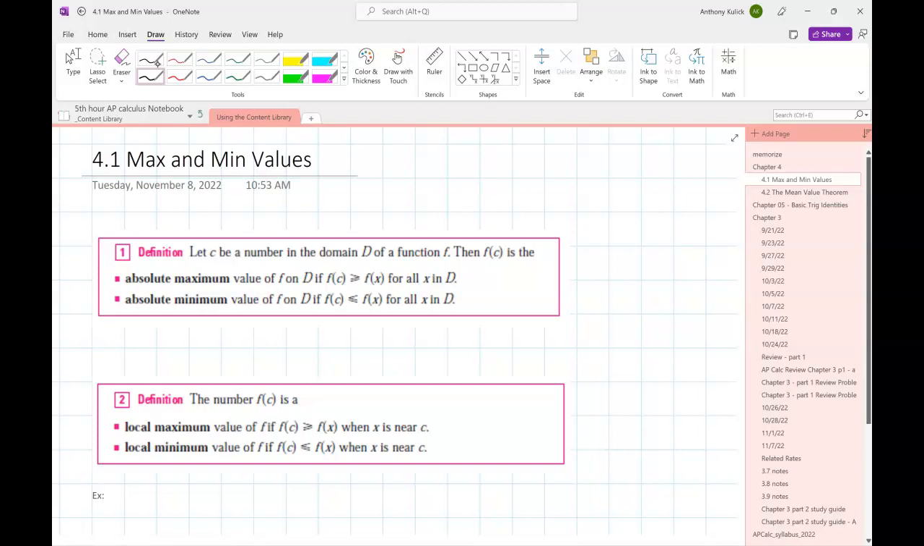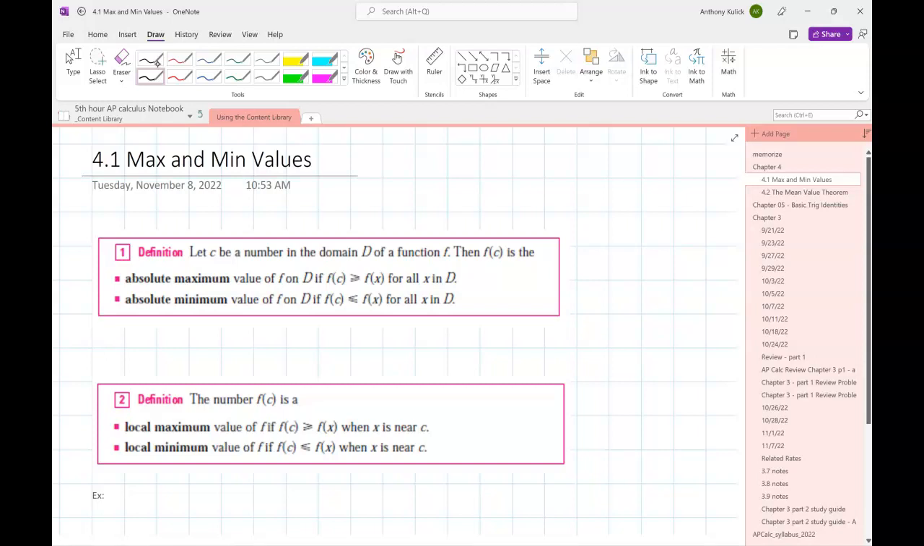The first is the absolute maximum or absolute minimum. An absolute maximum is the value of f on its domain such that f of c is greater than or equal to f of x for all x in D. So that value f of c would be the absolute maximum. And similarly, the absolute minimum, same idea, except f of c is less than or equal to all the f of x's on the domain.